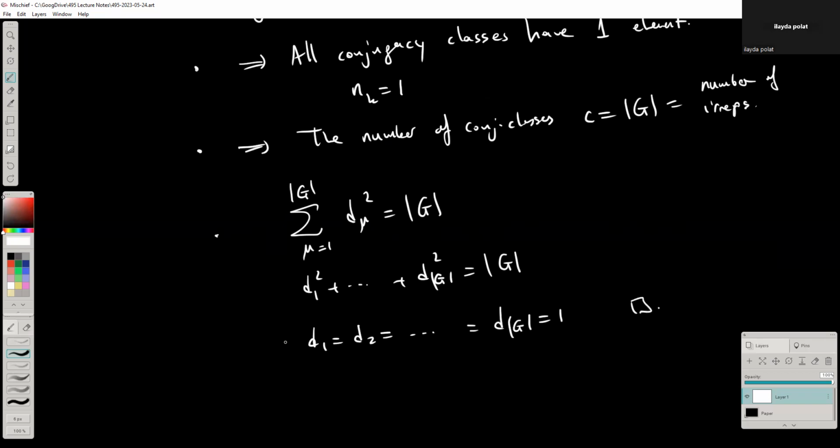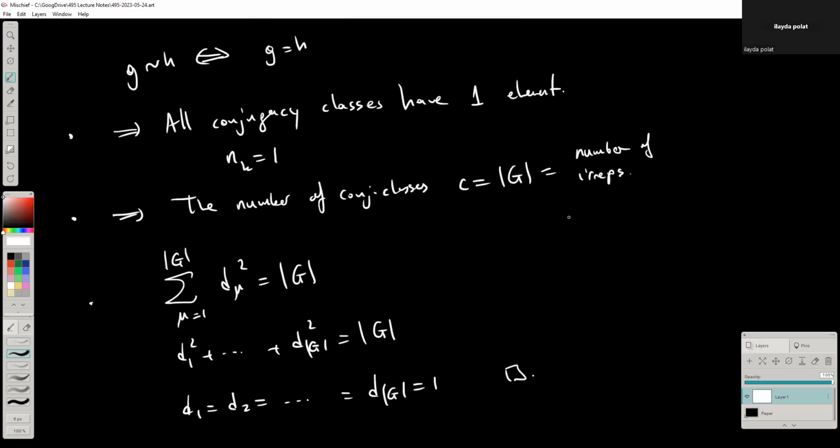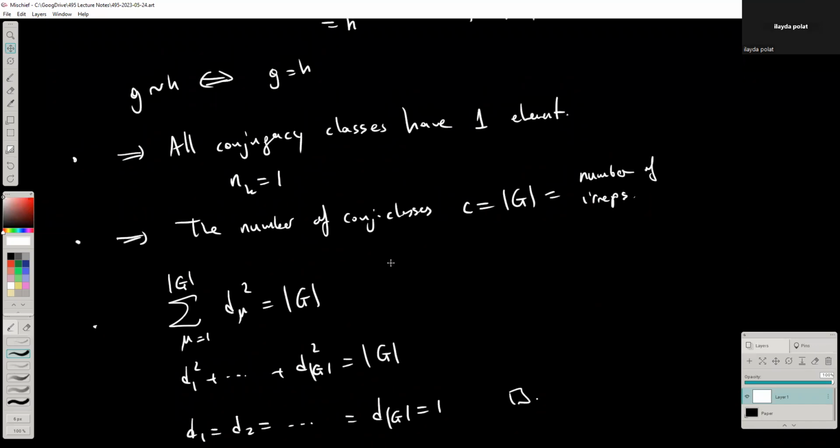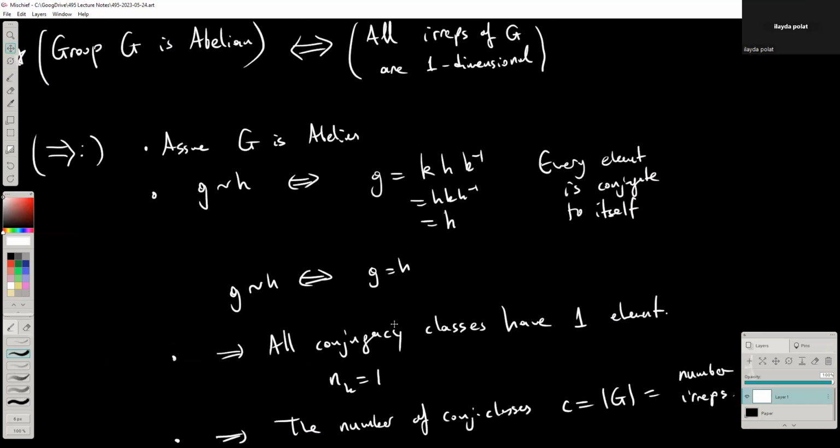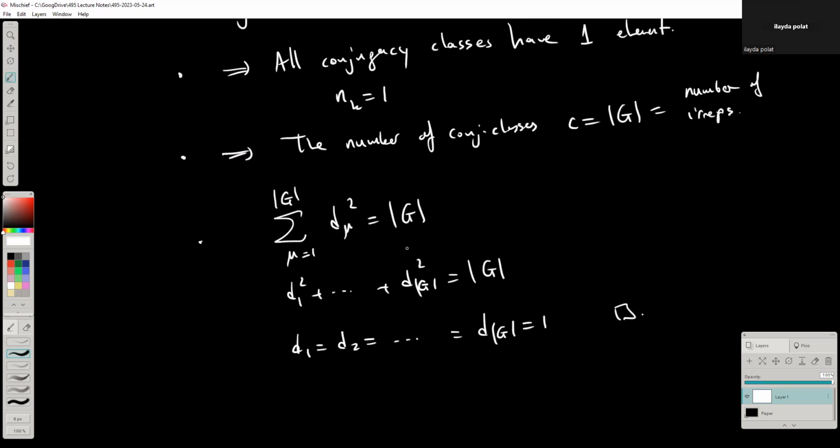And the nice thing is I can go back, right? If all dimensions are equal to 1, then the number of terms in here should be equal to the order of the group. So that's basically the number of irreducible representations, which is equal to the number of conjugacy classes, and must be equal to the order of the group. So all conjugacy classes have one element. Then we reach the conclusion that the group is an abelian group.